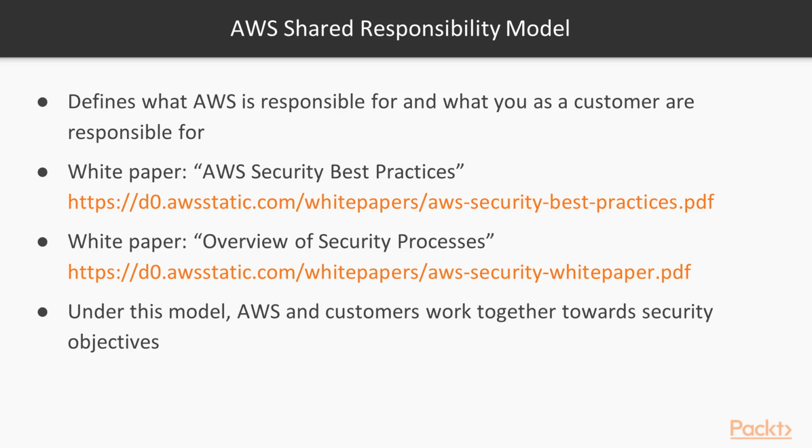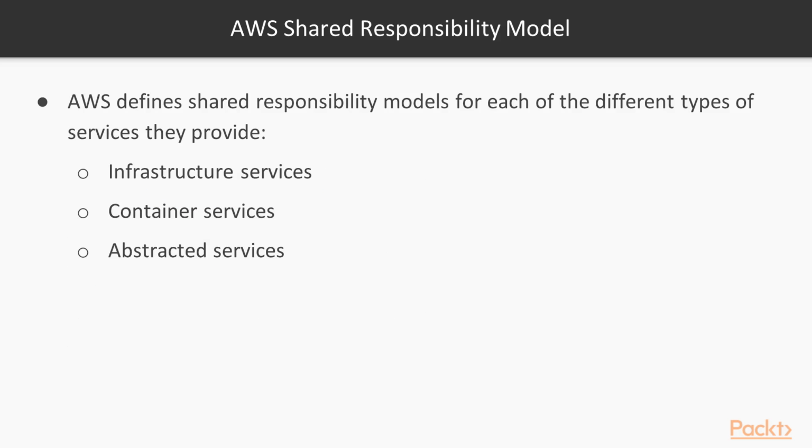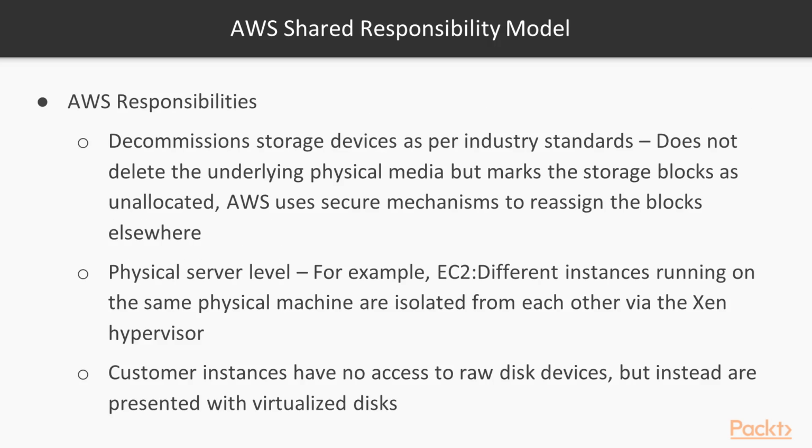There are two white papers that I recommend reading for this particular section. The first one is the AWS Security Best Practices, and the second one is Overview of Security Processes. Under the Shared Responsibility Model, AWS and customers work together towards security objectives. AWS defines shared responsibility models for each of the different types of services they provide: infrastructure services, container services, and abstracted services. We will take a look at each one of them a bit later on. But first, we will start with the AWS responsibilities.